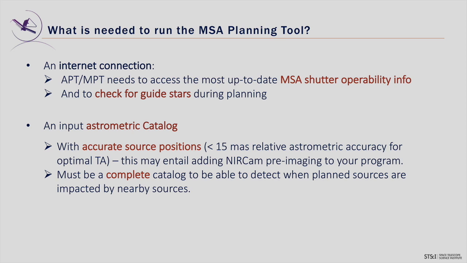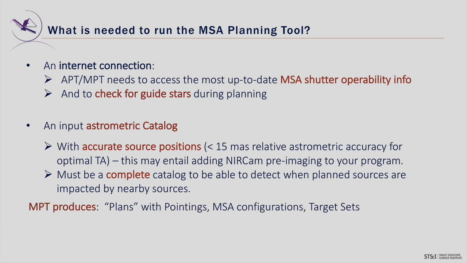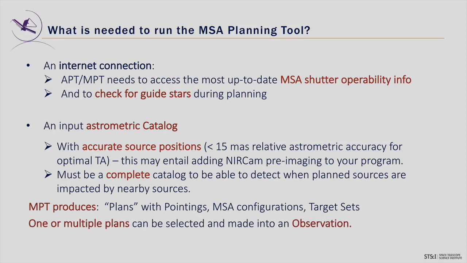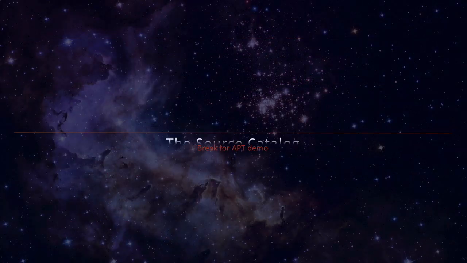Okay, and the products that the MSA Planning Tool produces are what are called plans, and you'll select the plan and turn it into an actual observation, and it will populate the observation template. Along with that, with these particular pointings, of course, you have particular MSA configurations, and then the set of sources that are observed through that set of dithers is called a target set. So all that information is tracked by the MSA Planning Tool.